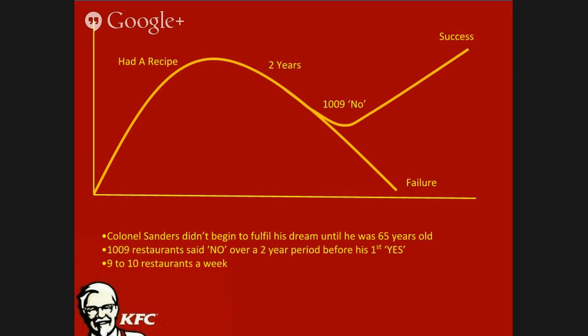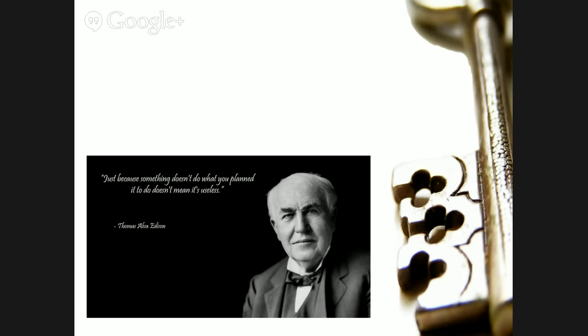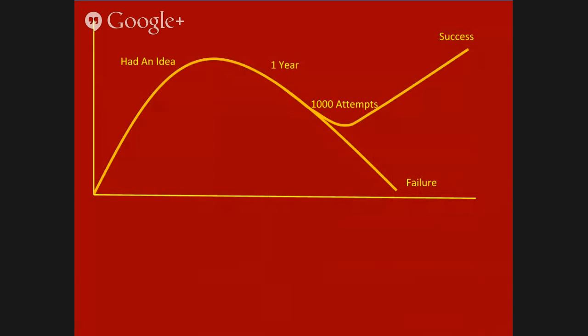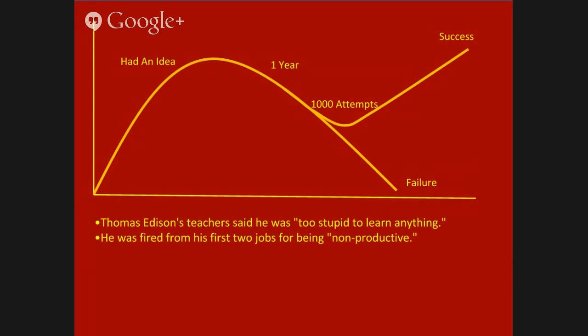Okay. Thomas Edison, I'm sure you've heard of Thomas Edison, and he had an idea about a light bulb. He had a few ideas actually, but the light bulb is the one we all know. And it took him a year and 1,000 attempts to get the light bulb to work. So he had 999 times when it didn't work before he got it to work properly. He was told, as a student, too stupid to learn anything, which I was told as well. He was fired from his first 2 jobs for being non-productive. I've not been fired, but I've plenty of times been non-productive.